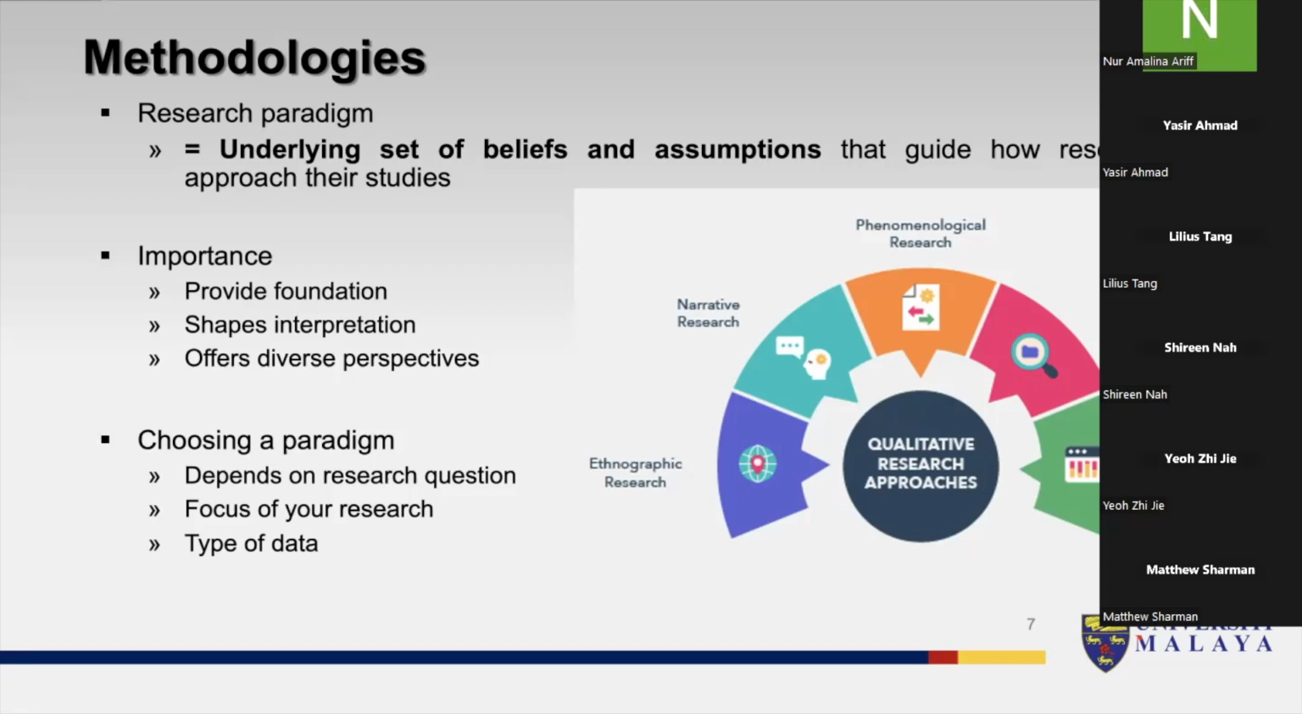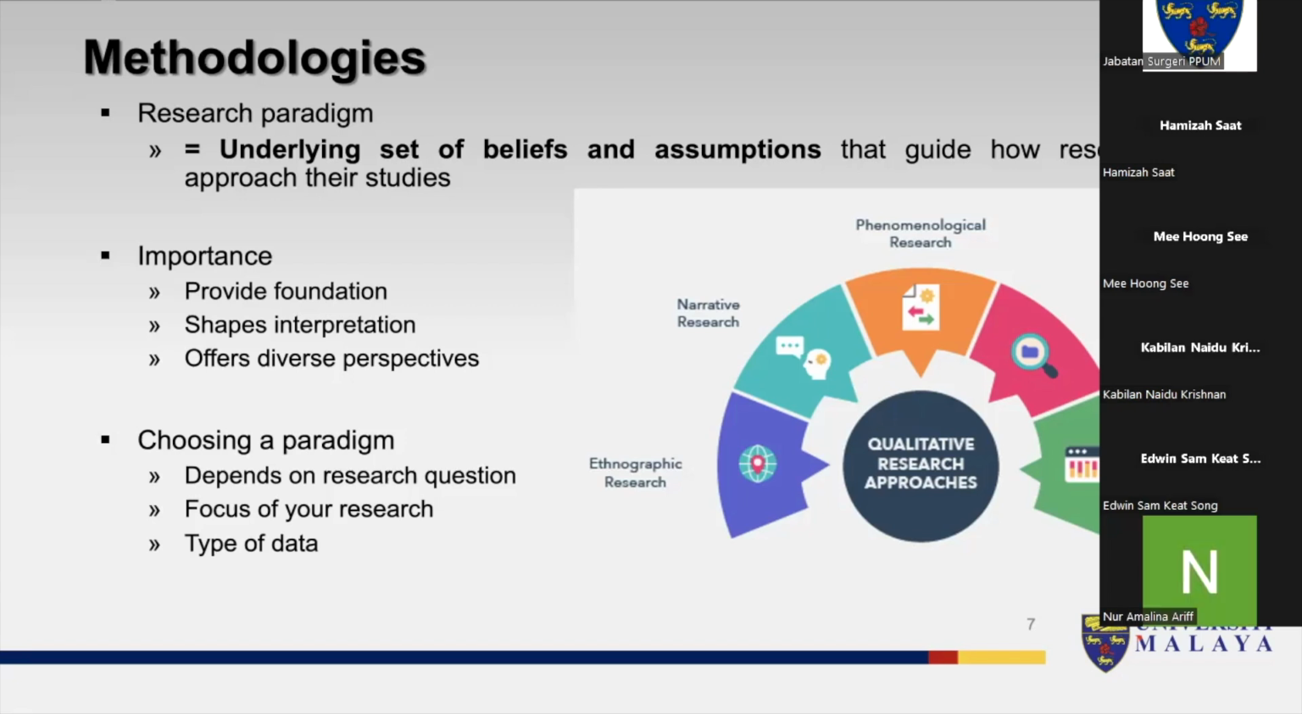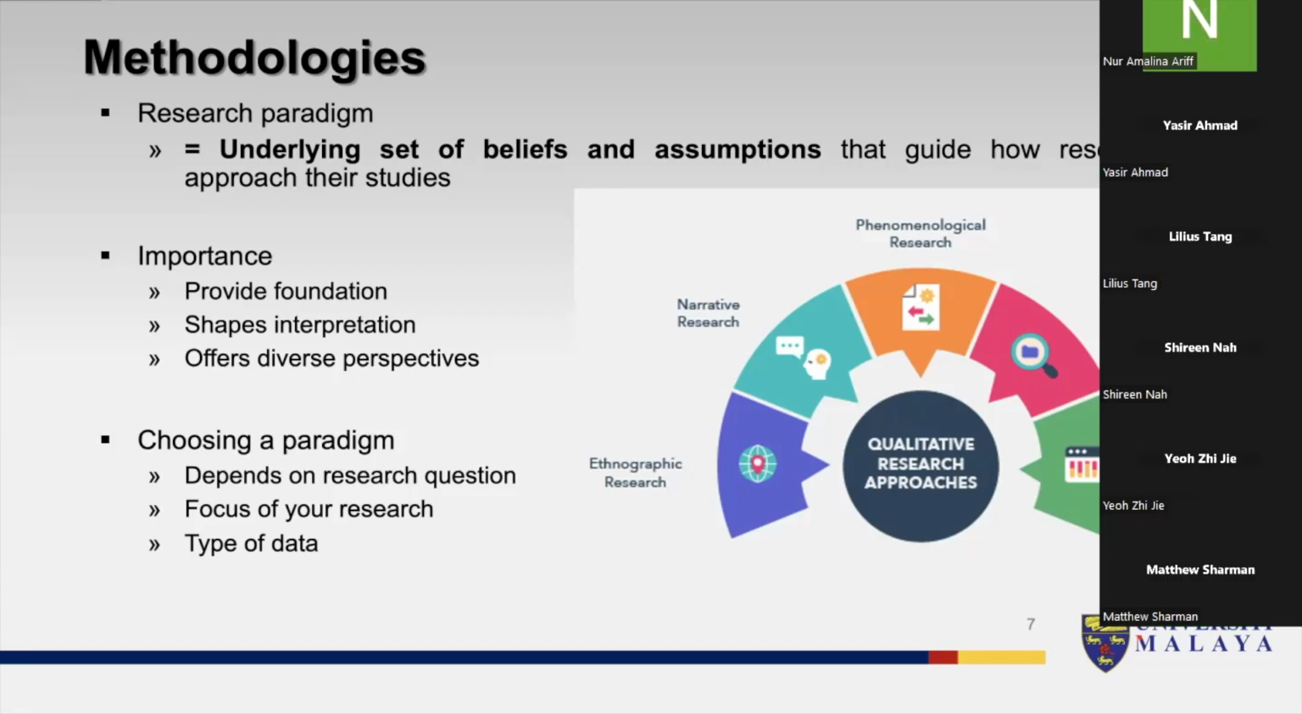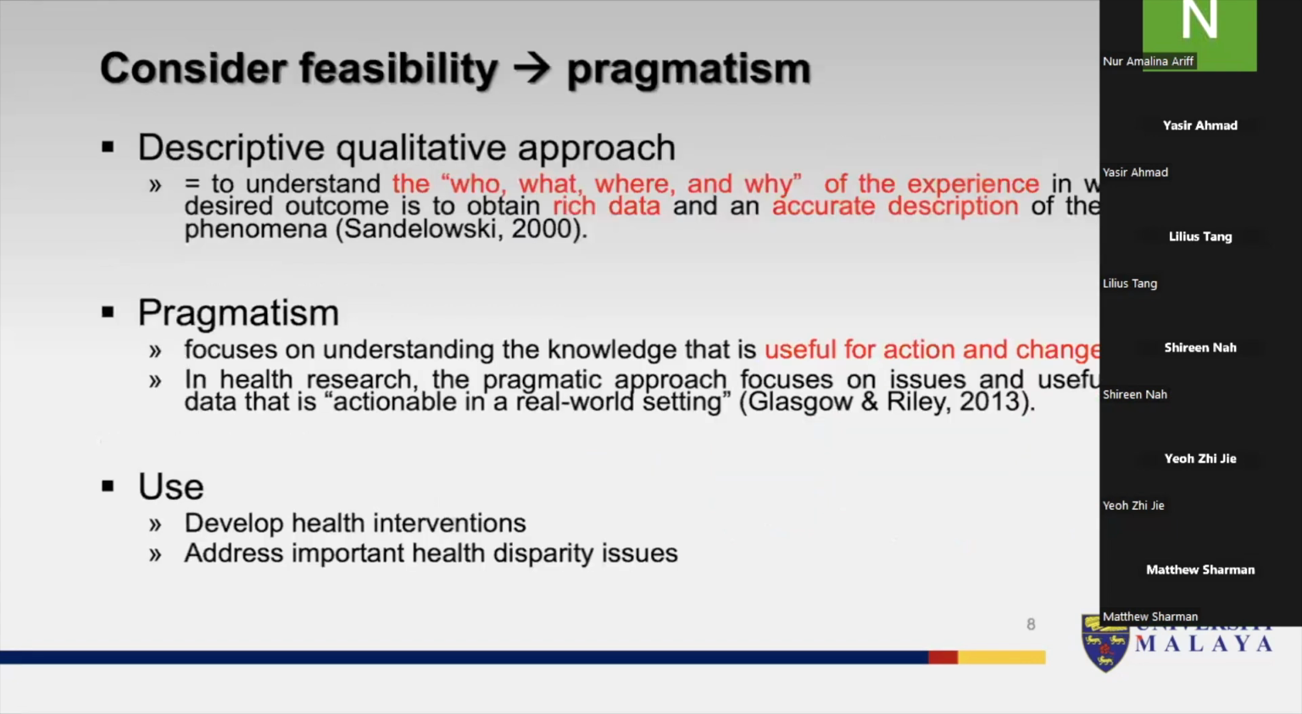But usually in master's, we don't really go in depth on research paradigms because it's quite complex. For example, in grounded theory, usually people doing a PhD can go for this one. But I'll give you a shortcut. For example, for you doing your master's, what is more practical for you? You can actually use a descriptive qualitative approach. This actually uses research pragmatism as your research paradigm.